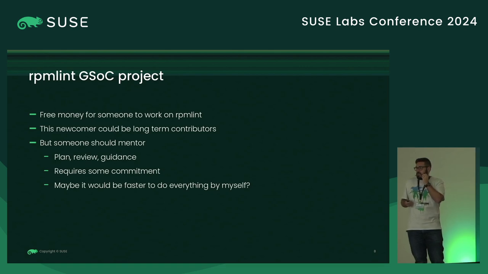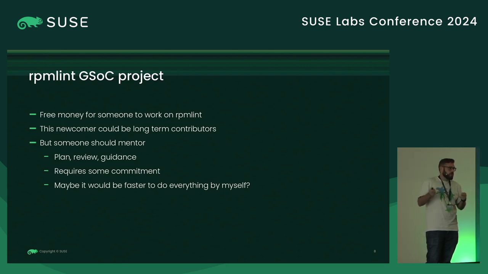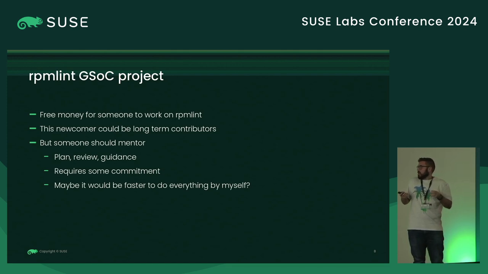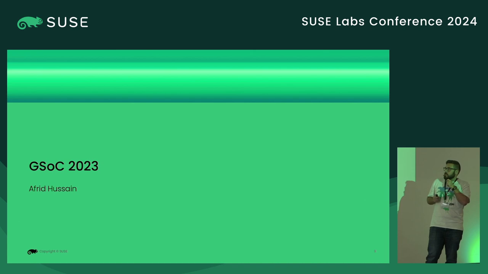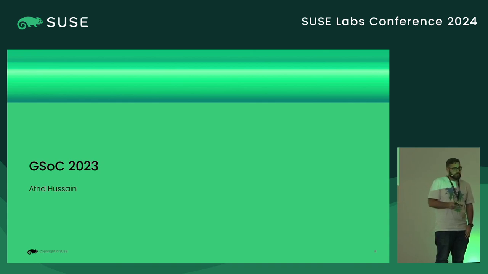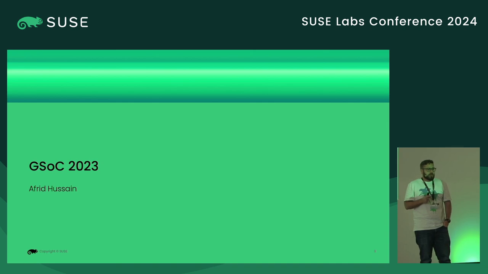And if we think about it with the experience that I have, maybe it could be faster if I just take one week and spend one full week working on this instead of 3 months mentoring someone. Yeah, it could be. But as I said, I do not want to do this. So I'm trying hard to make someone else do it, even if it's more time for me, but it's someone else doing it. So this is what we did last year, the Summer of Code of 2023. We have Afrid Hussain, a young guy from India. I don't know the city, I don't remember. But it was a really nice experience because he was really great and he did a great job.